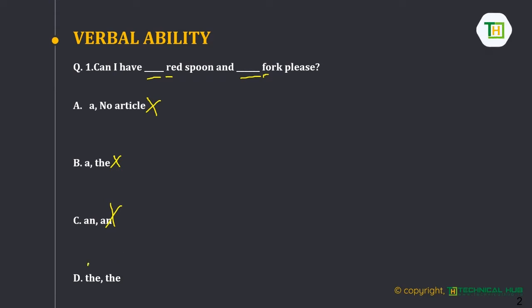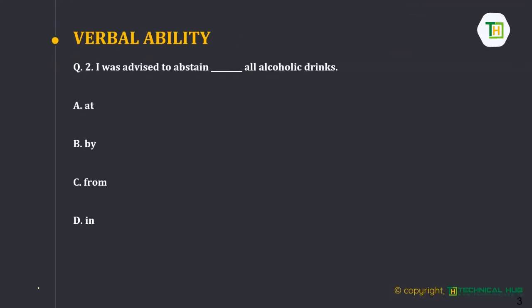That means the and the. Okay, so the red spoon means the particular red spoon, and the fork means the particular fork. So this is how option D is the right option, and I hope you have correctly written this question, because we have already discussed this question earlier. Right. So moving to the next part, verbal ability.